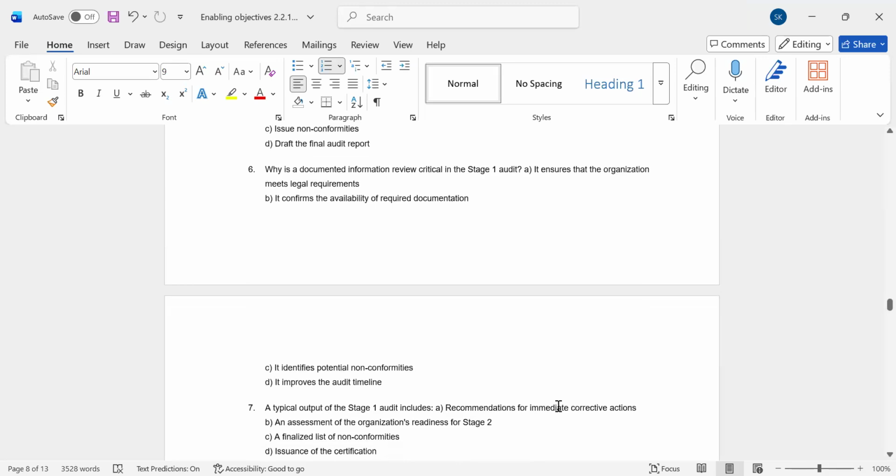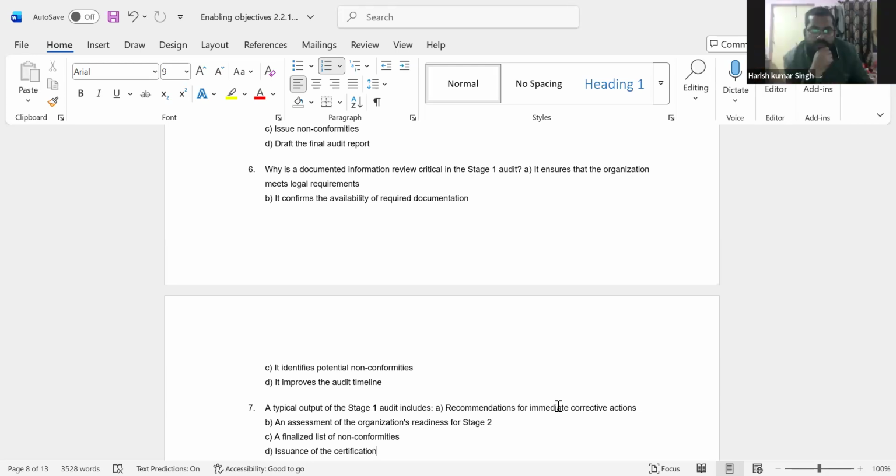Sixth one, why is a documented information review critical in the stage 1 audit? A. It ensures that the organization meets legal requirements. B. It confirms the availability of required documentation. C. It identifies potential non-conformities. D. It improves the audit timeline. B. It confirms the availability of required documentation. Right. Anybody else? Any other answer?